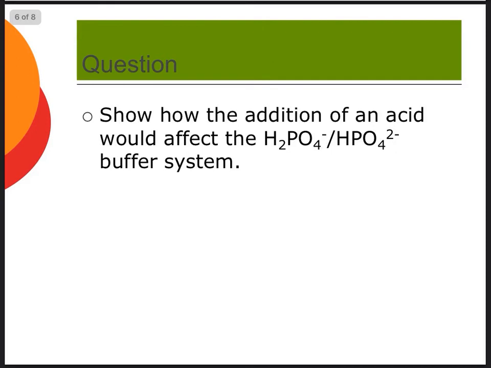So take a second, and I want you to show how the addition of an acid would affect the H2PO4 minus and HPO4 2 minus buffer system. So again, real quick before I have the substitute pause the video, we are adding an acid. And what do acids contribute? Our Bronsted-Lowry definition says that acids donate hydrogen. So we are donating hydrogen. How is that going to affect this buffer system? So pause the video, and I'm going to come back in a second.